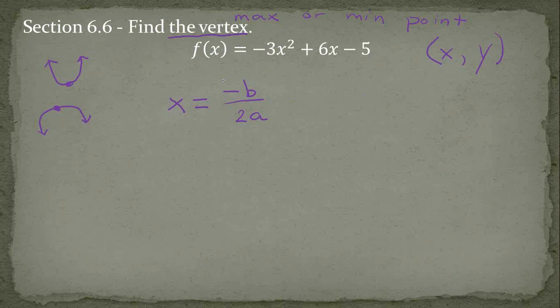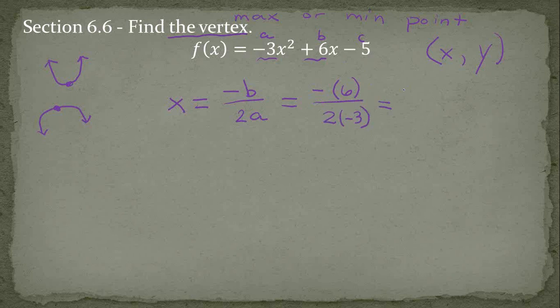The vertex formula is just negative b divided by 2a. So just like the quadratic formula, the a is the number in front of the x squared. B is the number in front of the x. We don't need c here because there's no c in the vertex formula. So negative b divided by 2a. Be very careful with all the negative signs.